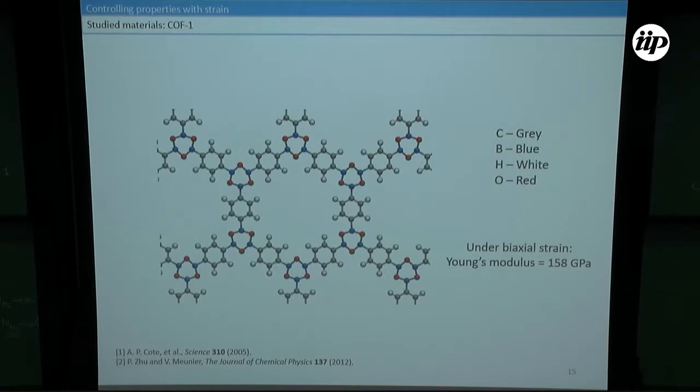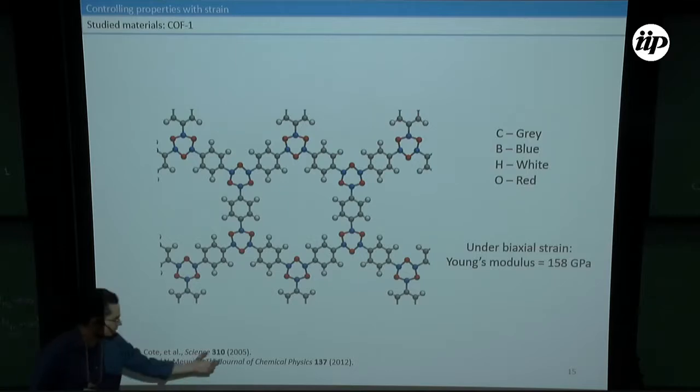The material that we are going to study, and for a large part of this talk, I'm going to be talking about something that we actually did. We are going to talk about this material, covalent organic framework number 1. These materials were actually synthesized in 2005. This was the first one.